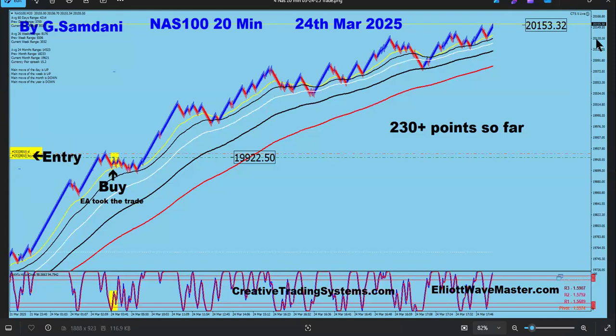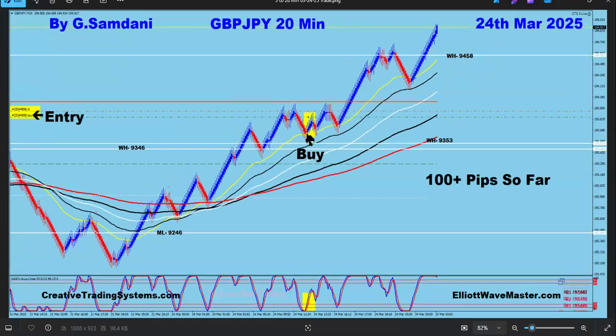And basically, most of these trades are opened by the CTS Live robot. So once all the conditions are there, only then does this robot open the trade. So this one also, beautiful. See this small arrow here? That means that the EA, expert advisor, opened the trade. So the buy order is there, GJ, 100 pip.